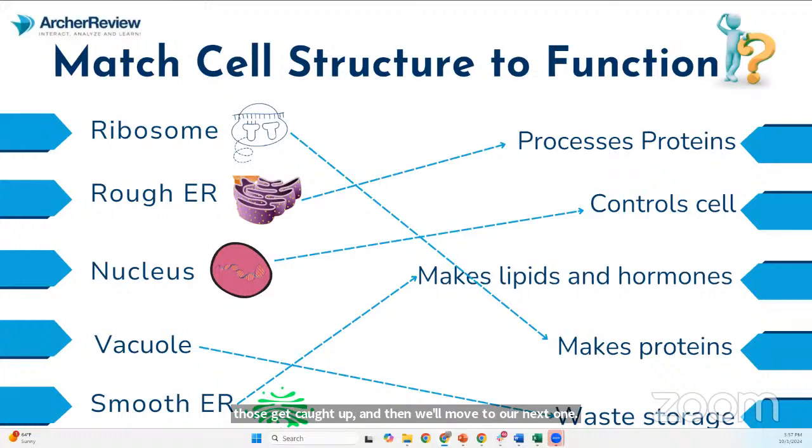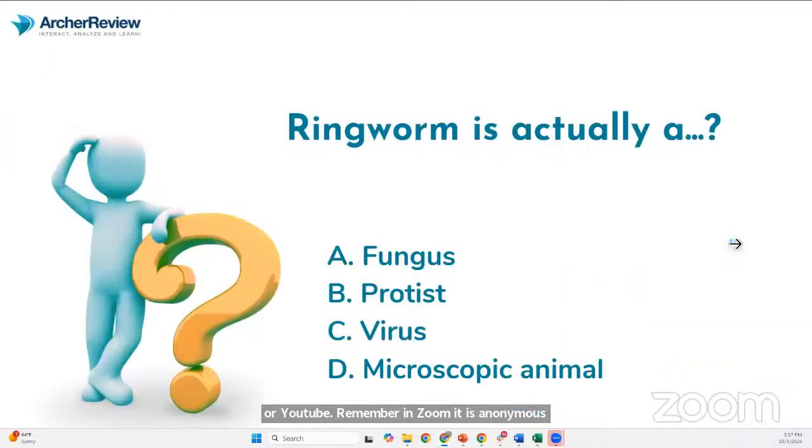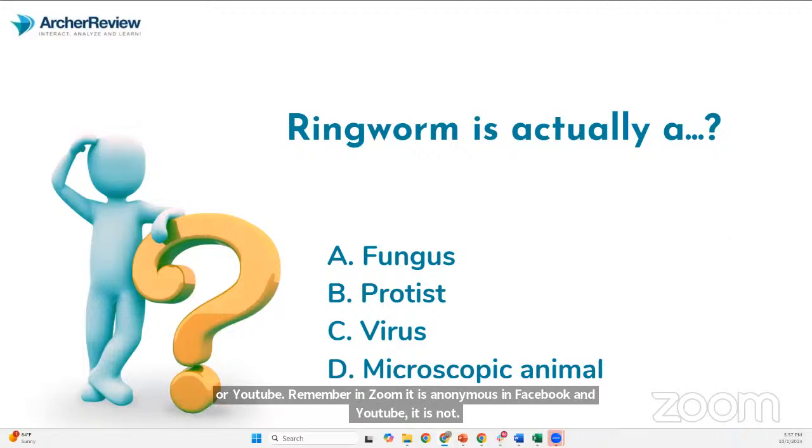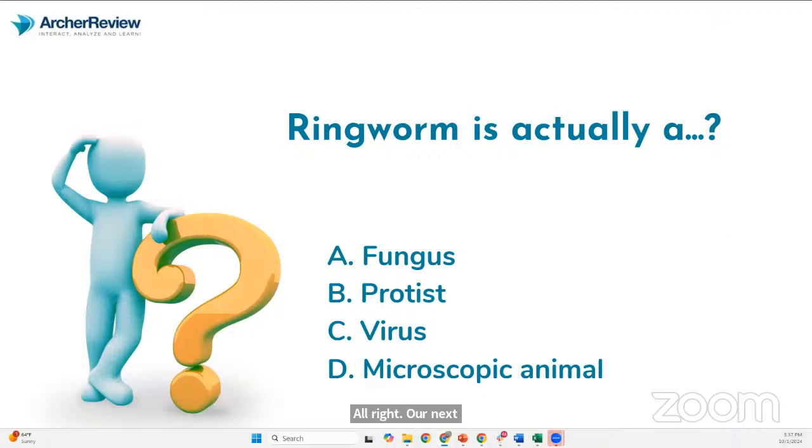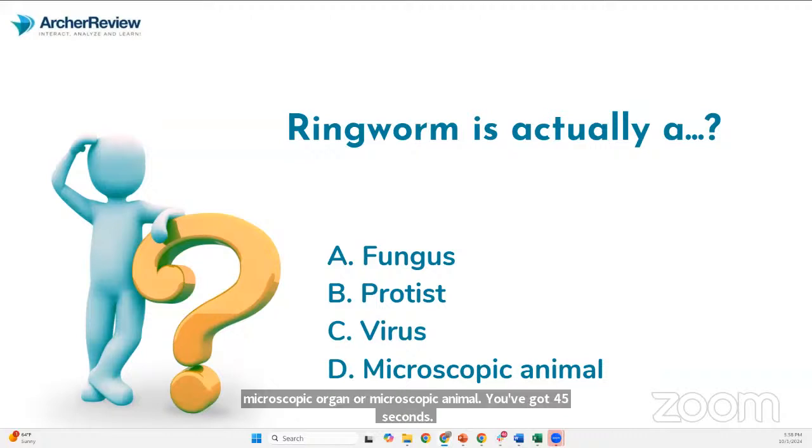Our next one is a fun one where you can put some answers in the chat box on Zoom or in your chat box on Facebook or YouTube. Remember, in Zoom, it is anonymous. In Facebook and YouTube, it is not. All right, our next question asks, ringworm is actually A, fungus, B, protist, C, virus, D, microscopic animal. You've got 45 seconds. I'm seeing some answers already. You guys are fast.